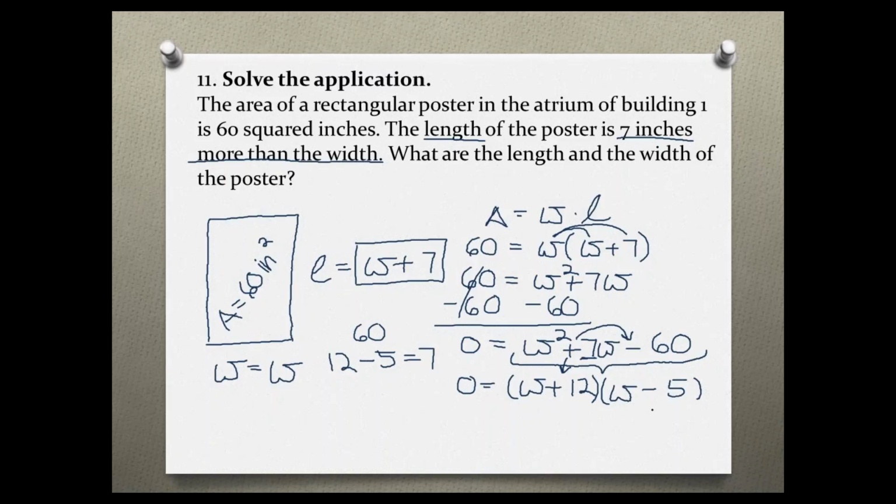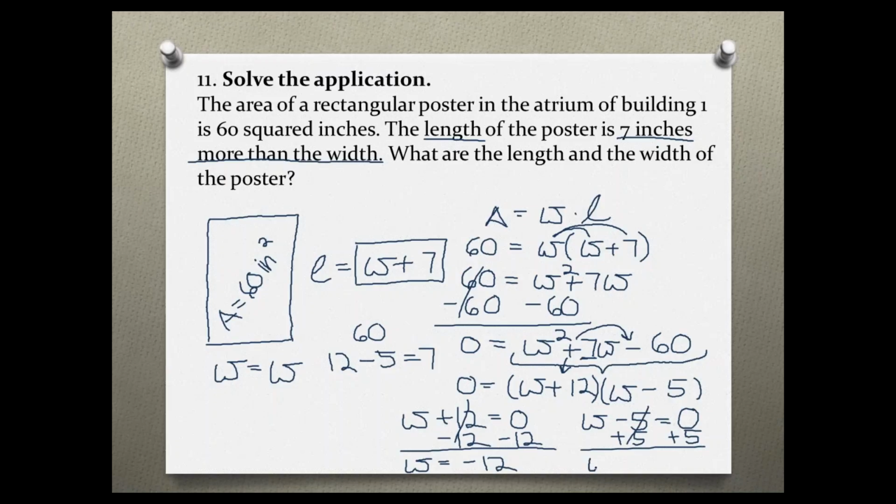And then to find my solutions, I take each individual part and set it equal to 0. So W plus 12 equals 0, and W minus 5 equals 0. Solving for W, subtracting 12 from both sides, I get W equals negative 12, and over here I add 5 to both sides, and I get W equals 5.